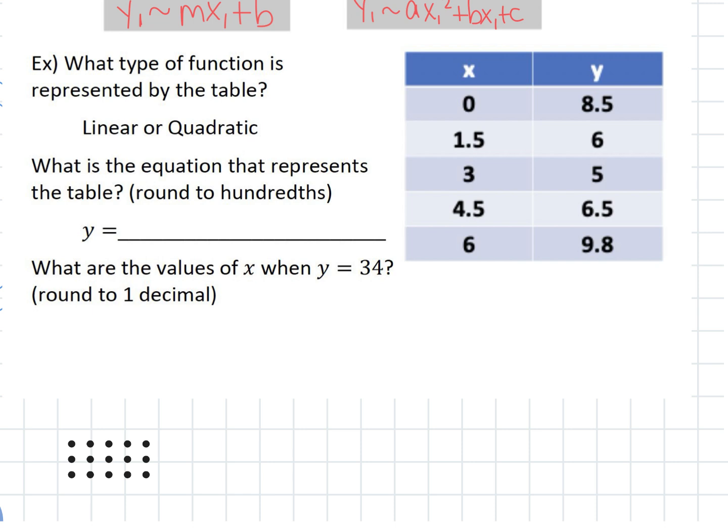That would be exponential. But I do want you to notice that the numbers are going down, and then they're going down, and then what do they start doing? Now they're going up. So that tells you that this is going to be a parabola. So you know it's going to be quadratic. Okay, so you have to pay attention to those details.